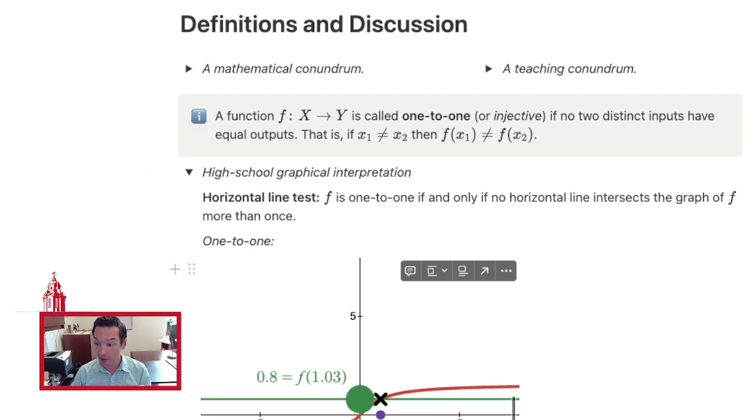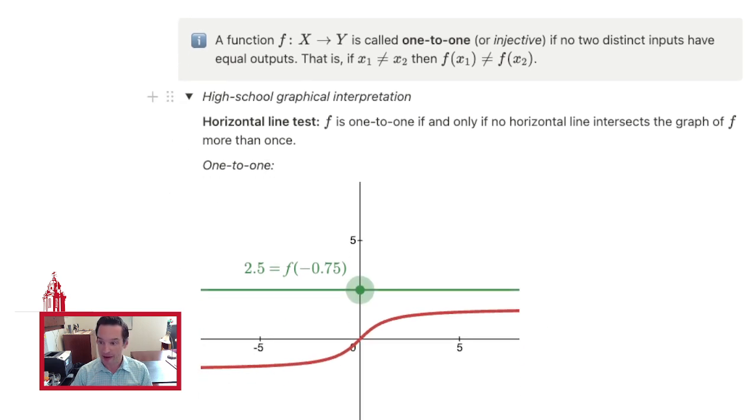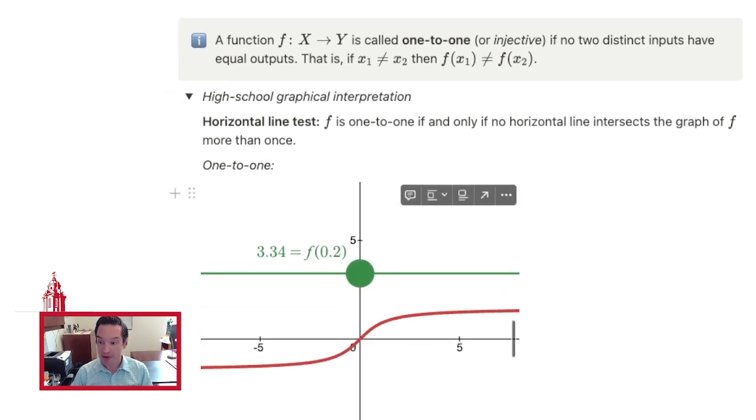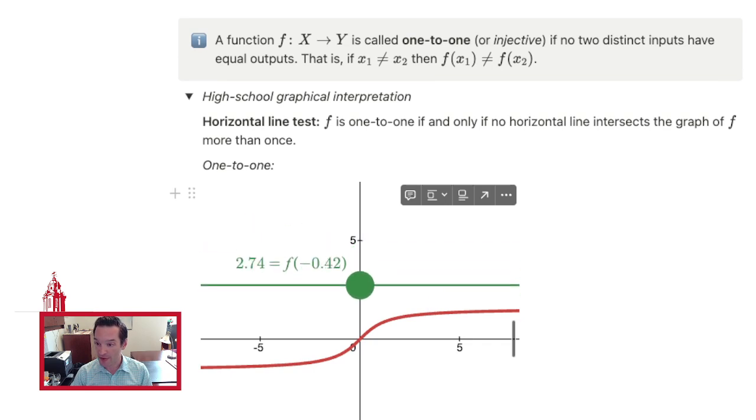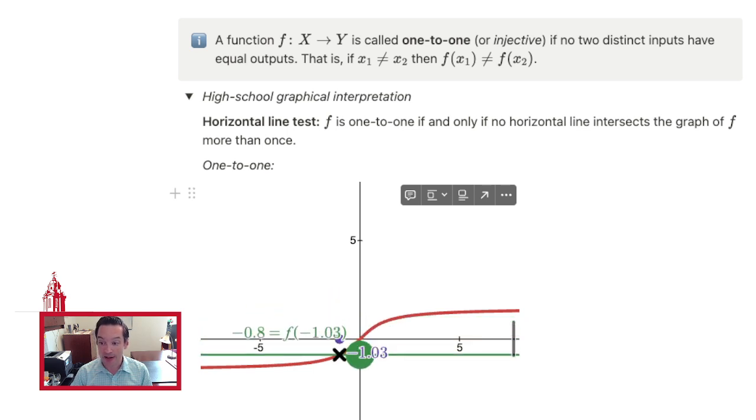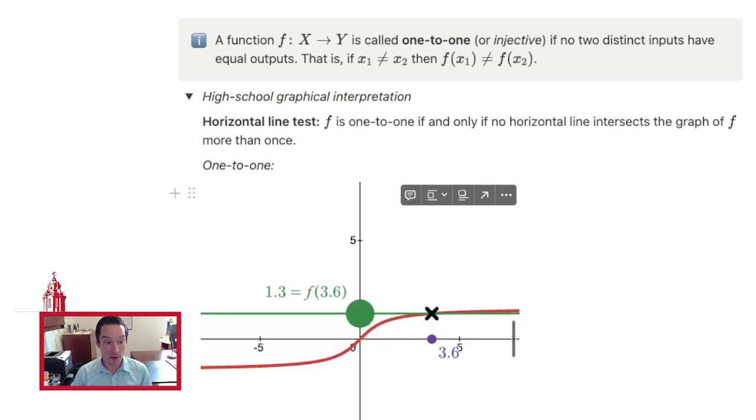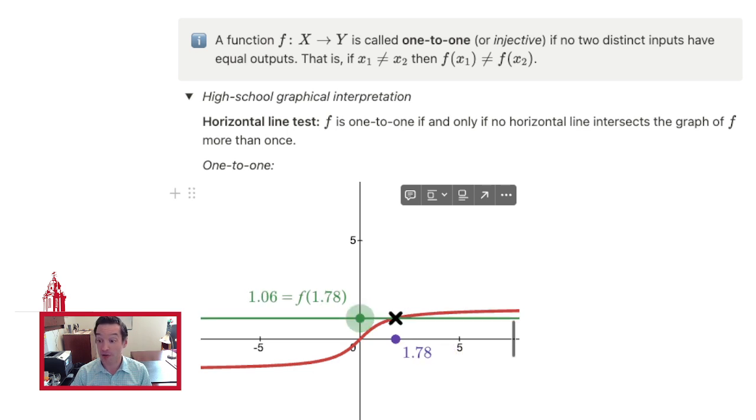Right? So here's a function graphed in red, and I can pick some different horizontal lines. Some of these horizontal lines seem like they pass through the graph. Some of them don't. But those horizontal lines which do pass through the graph only pass through the graph in one spot. Right? So this is an example of a function whose graph passes this particular horizontal line test, right? And so we would say that this function is one-to-one. It's not possible for me to draw a horizontal line that intersects this graph in more than one spot.